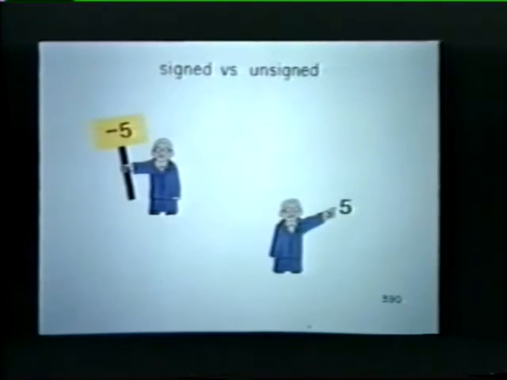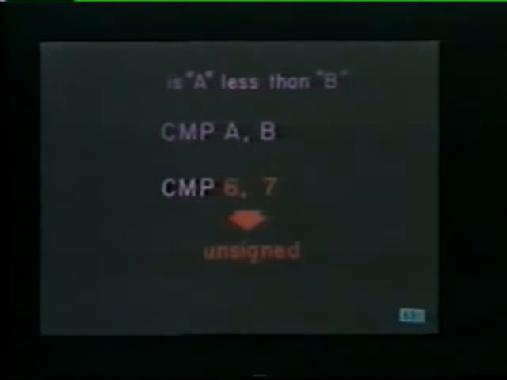An unsigned number is one in which we are only concerned with the value. We're not interested in whether it is a positive or negative number. Suppose we wanted to know if the value A was less than the value B. We could use a compare A-B instruction to find the answer. In this case, let's assume that these values in question are 6 and 7, and that they are both unsigned numbers. In other words, is 6 less than 7?